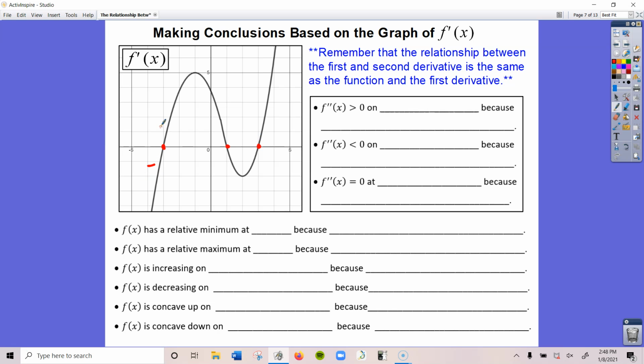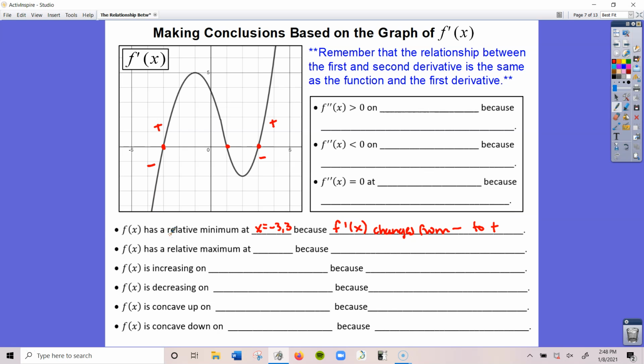So here this is negative and this is positive, and then here is negative and here is positive. So f of x has a relative minimum at x is equal to negative 3 and 3, because, and we would remember we have to use the first derivative for my reasoning, because f prime of x changes from negative to positive.